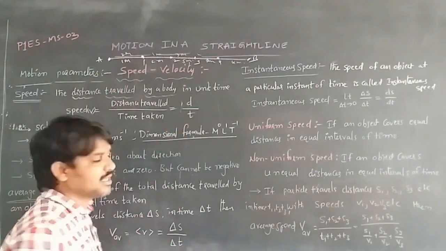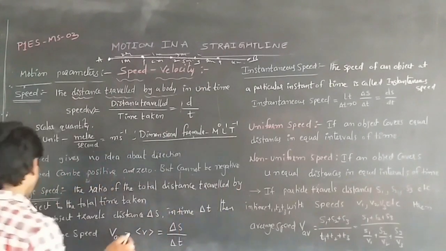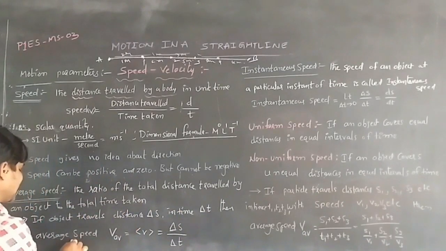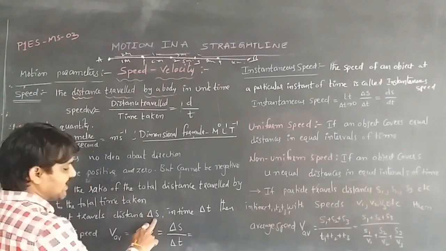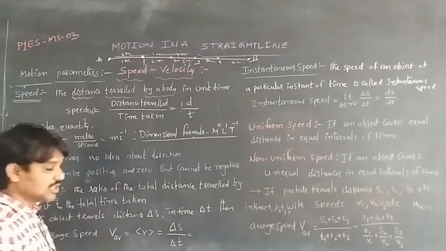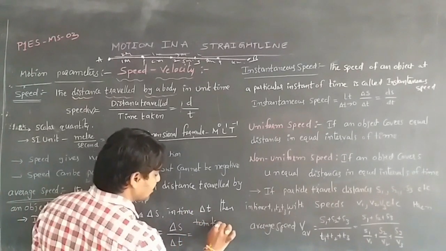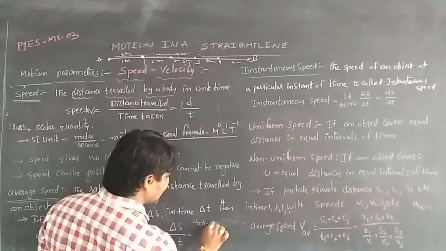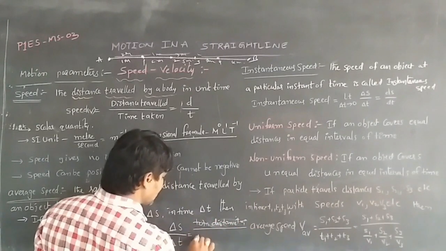is the ratio of the total distance travelled by an object to the total time taken. Average speed is equal to total delta S, the total distance travelled, by total time, the change in time delta T. So we can write that the average speed is the total distance travelled by the total time taken.